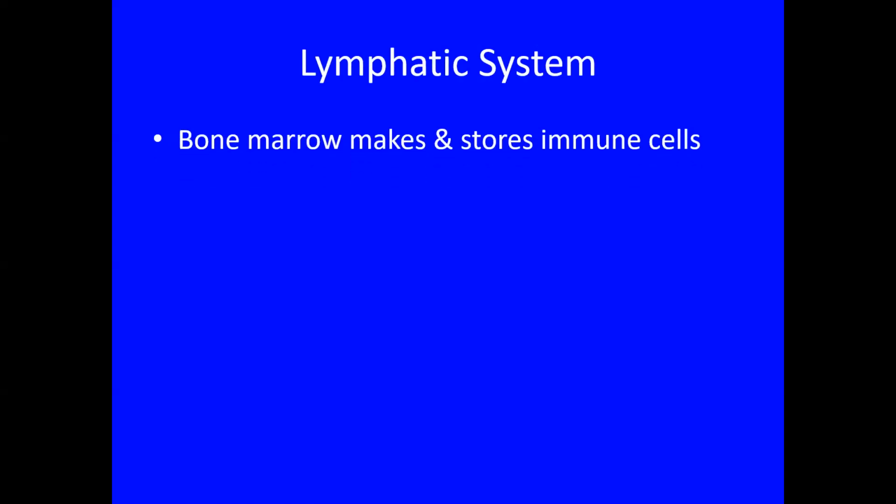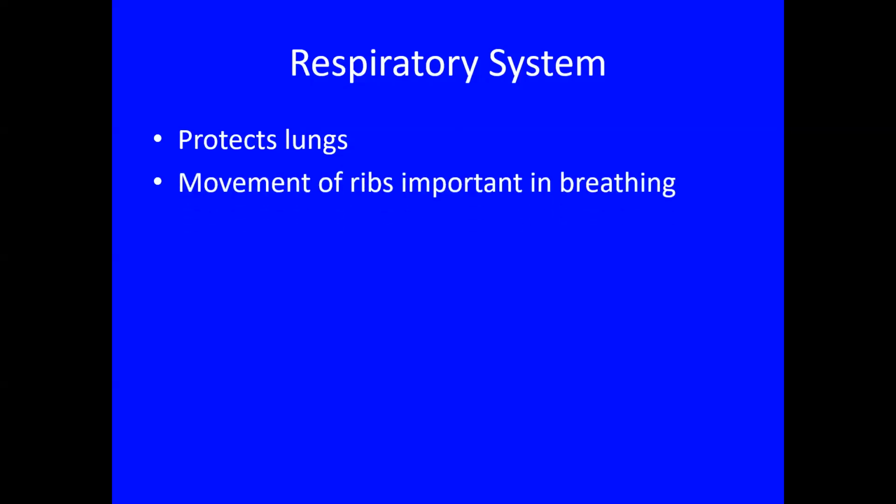With the lymphatic system, the bone marrow helps to make and also store immune cells so that we have them. With the respiratory system, obviously the thoracic cage, the rib cage, protects those lungs. And the movement of ribs is actually very important in breathing.